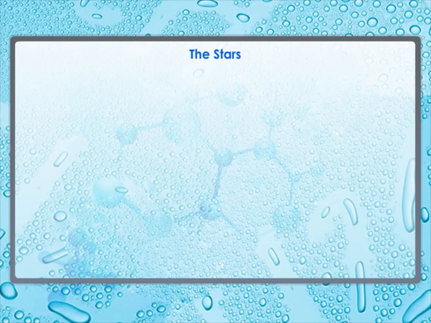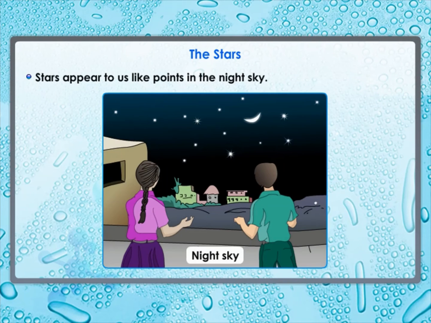The stars. We can notice that there are a large number of stars in the sky. In fact, stars emit light of their own. The sun is also a star. The stars are millions of times farther away than the sun. Therefore, the stars appear to us like points. In fact, the stars are present in the sky during the daytime too. However, they are not visible then because of the bright sunlight.